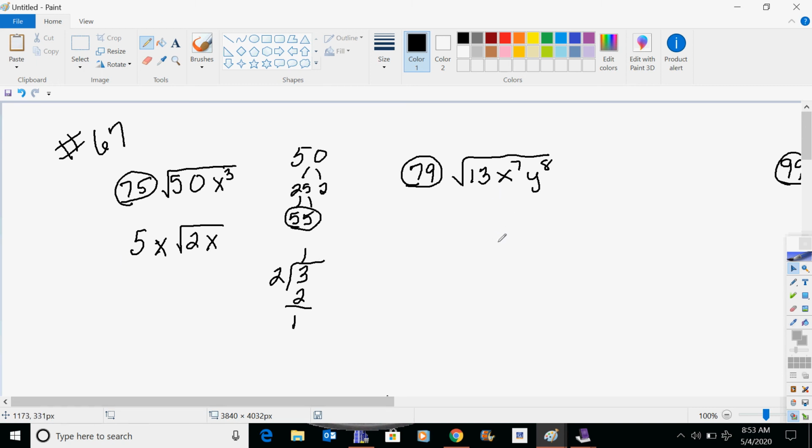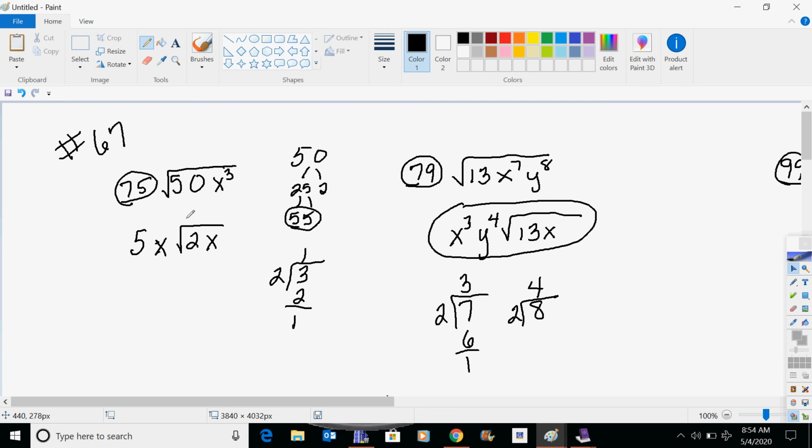This one, square root of 13. 13 is unfactorable, so we're definitely going to have a 13 left in here. We're going to use this exponent divided by index rule. So for x's, 7 divided by 2 gives you 3, so 3 x's come out, and 1 is your remainder. You have 1 remaining inside. Y to the 8th power, exponent divided by index gives me 4 y's that come out. And since there's no remainder, we just end there. So there's this answer. Here's this answer.